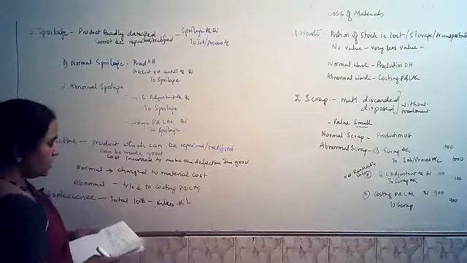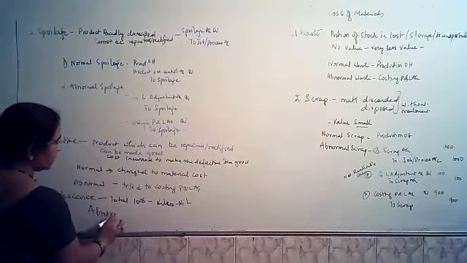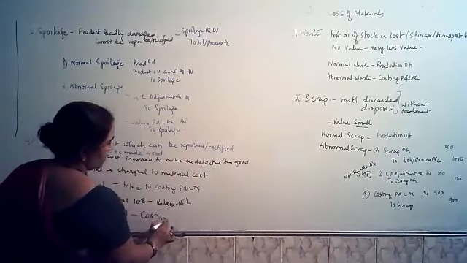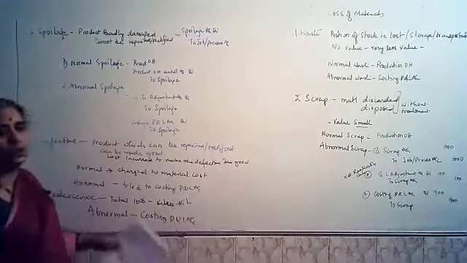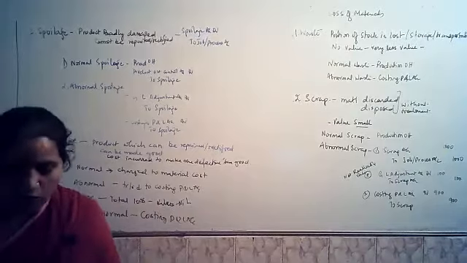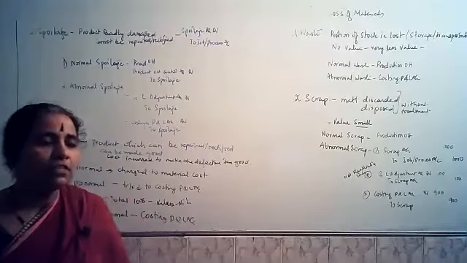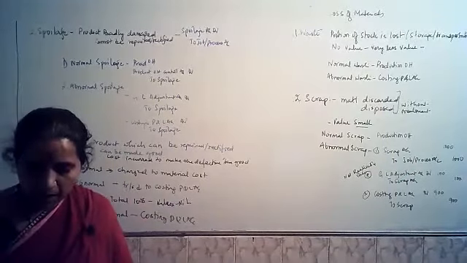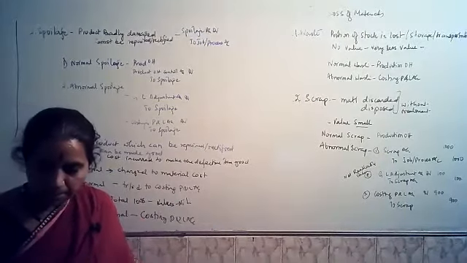And loss is always treated as abnormal. Normal loss is not there, it is abnormal only, and it is always charged to the costing P&L account. This is one of the parts of the material which I had not covered: loss of material due to waste, scrap, spoilage, defective, and obsolescence. Its treatment also, I have given you the details.